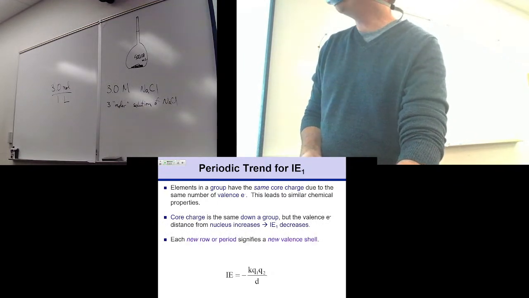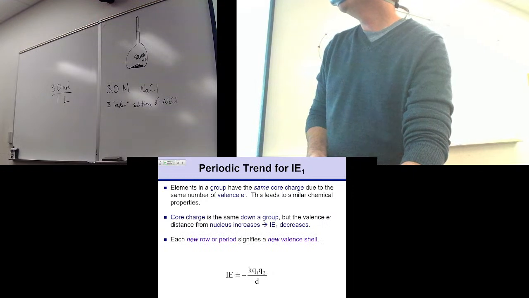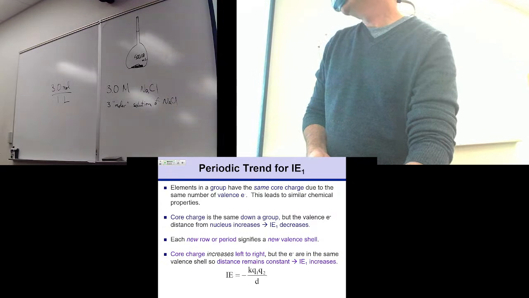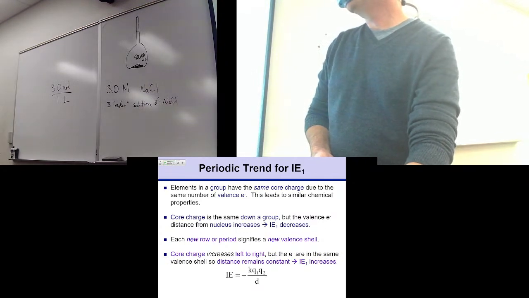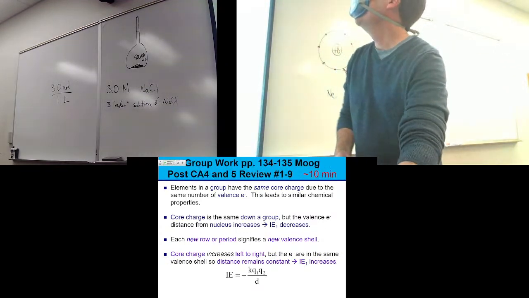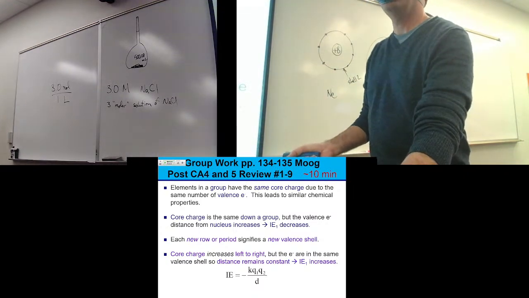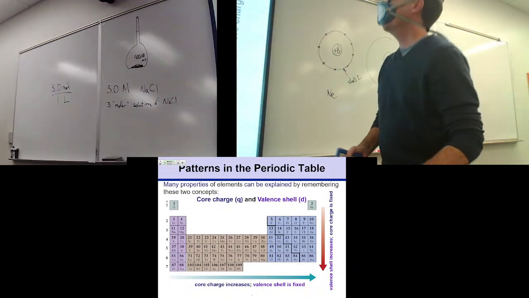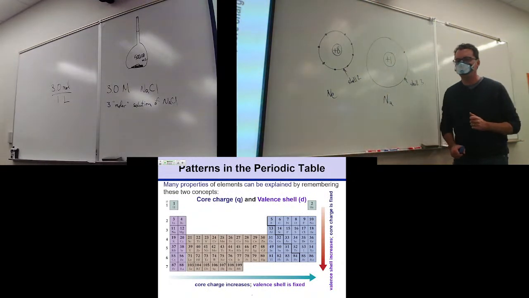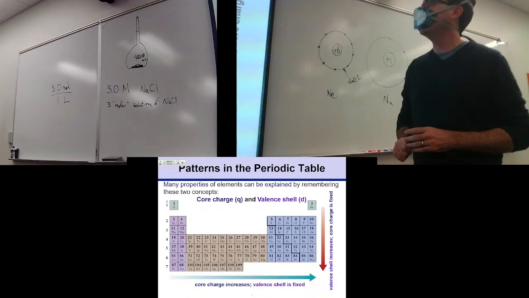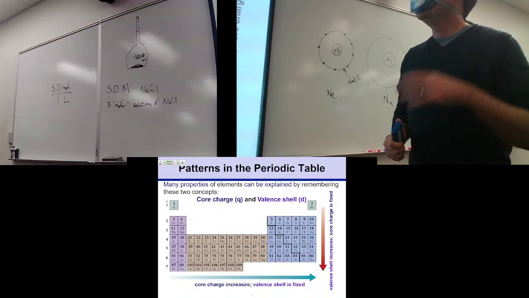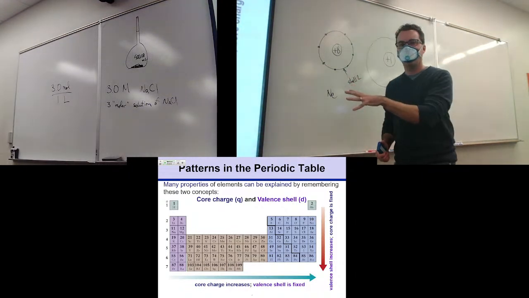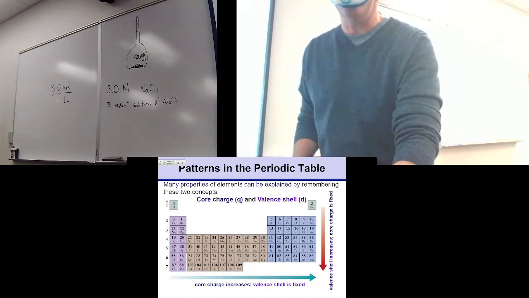So this is just a summary of what we understood. Each row, remember, is a new shell. We've talked about this. I think we covered this at the very end of class last week. So let's dive a little more deeply into the patterns of the periodic table. You can understand a lot about the elements just by looking at the core charge and the valence shell.